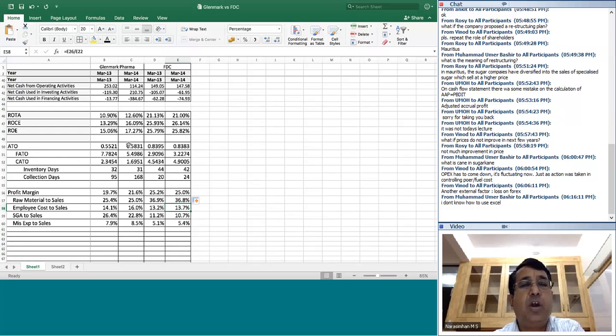Glenmark is 0.58 compared to 0.83. And what is the reason? Not because of the fixed asset turnover ratio, but because of this one. Right? Inventory days are also lower for Glenmark. But this is a major area of concern. So they need to worry about what to do with this.